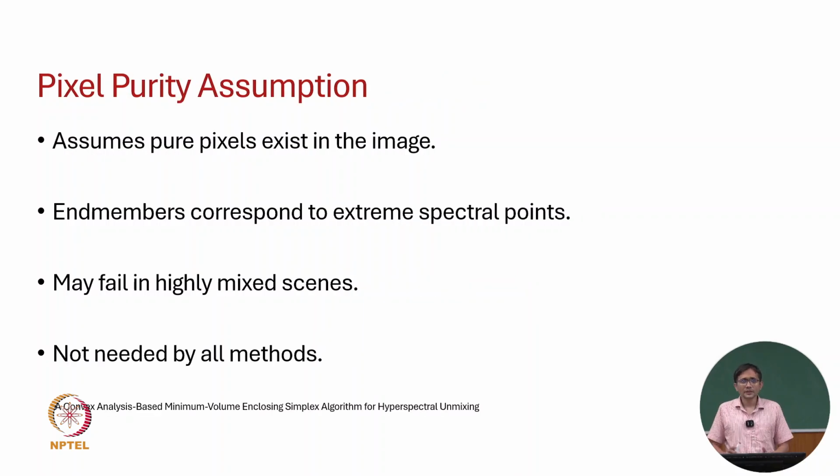Often, not all methods, but many methods assume that pure pixels exist in the given image. This is called the pixel purity assumption. Thus, this assumption, and the methods which make this assumption, of course, may fail in highly mixed scenes where there are no pixels which correspond to the pure end members.